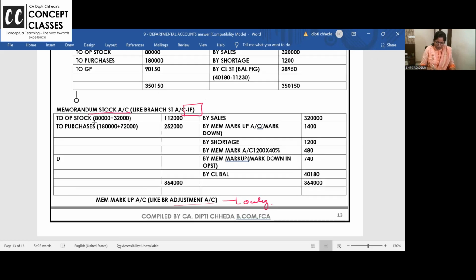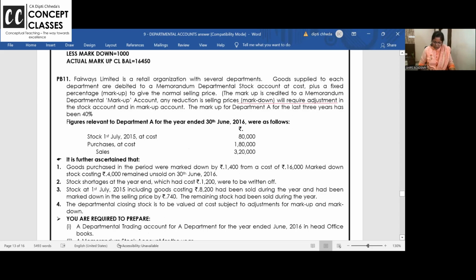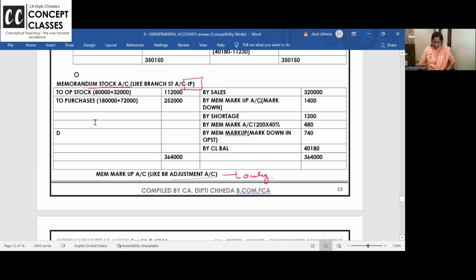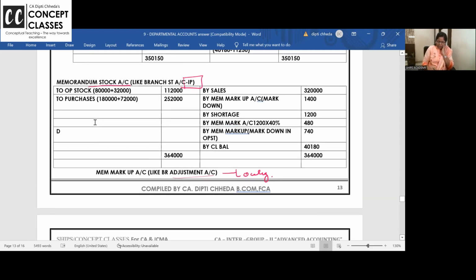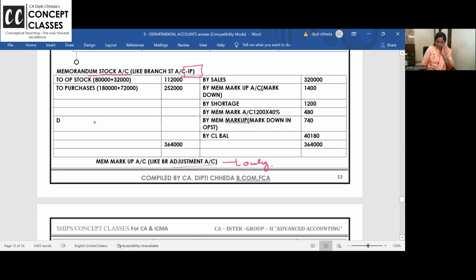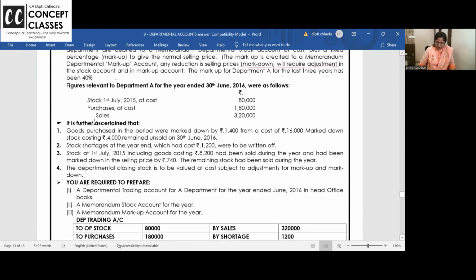तो आप मेमोरेंडम स्टॉक अकाउंट में लिखो 80 और इसका इक्वेशन दिया होगा आपको. The department for last 3 years has been following loading 40%. Now I am doing one item. एक एक पोस्टिंग मैं आपको बता रही हूँ. पॉज करो वीडियो, ड्रॉ कर लो लेजर. क्या क्या लेजर्स ड्रॉ करोगे? मेमोरेंडम स्टॉक अकाउंट, मेमोरेंडम मार्क अप अकाउंट एंड योर रूटीन डिपार्टमेंट. अब देखो एक एक आइटम का पोस्टिंग करते हैं.